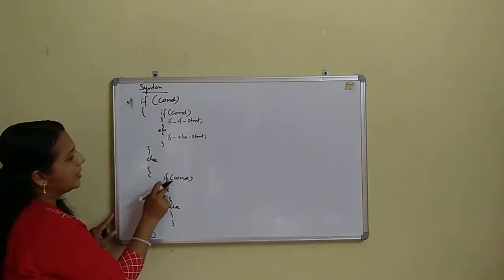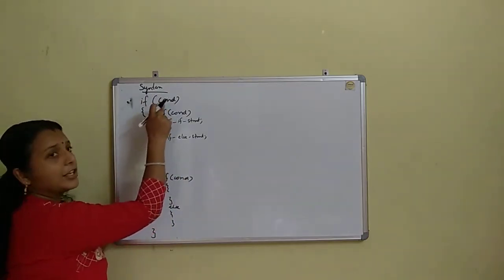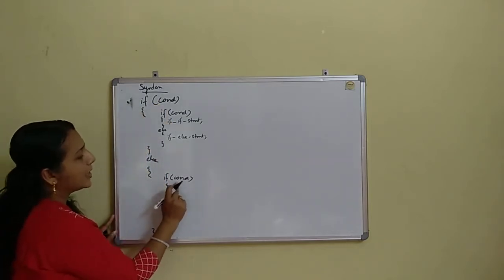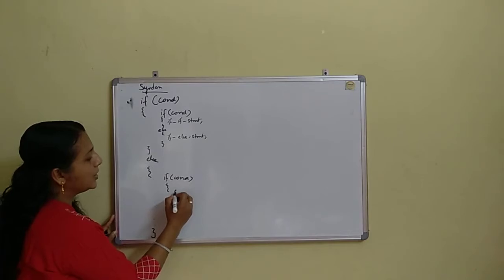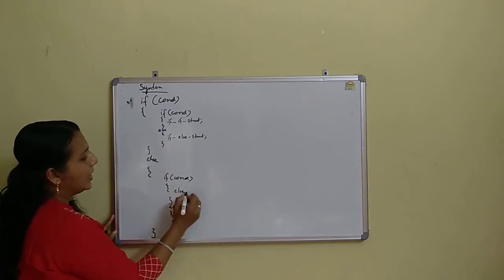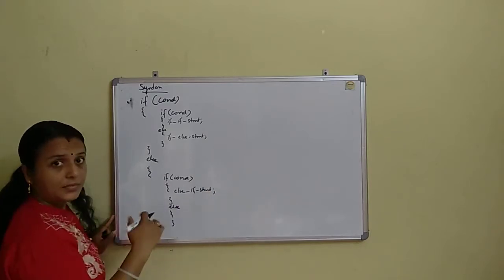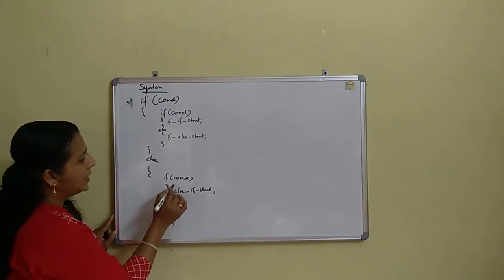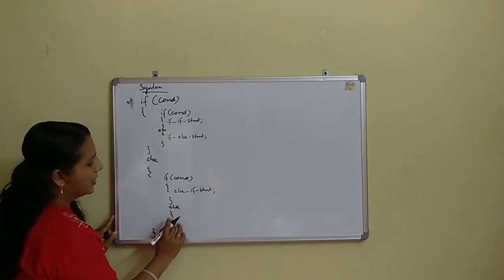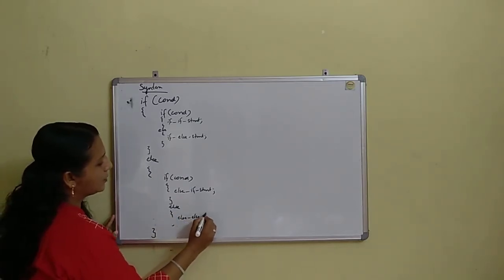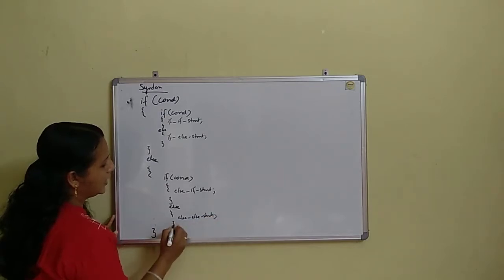And suppose the main condition is false, what happens? The control comes to this else part. The first condition is checked. If this condition is true, then this if and the corresponding statements present here get executed. Otherwise, if this condition is false, what happens? It comes to this else part, and the corresponding statements present here get executed.